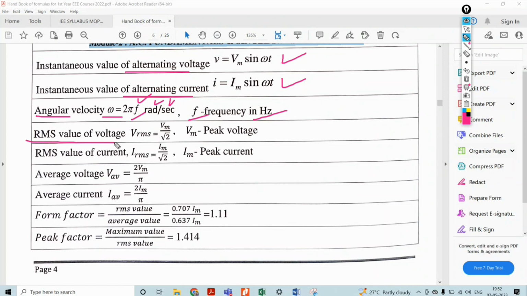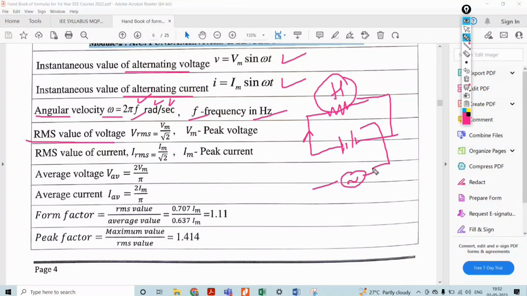Then what is the RMS value? If you consider a resistance connected to a DC power supply, and this DC power supply is replaced with AC, and the same amount of heat is transferred, then whatever current or voltage is present with respect to the replacement of the DC power with the AC, that value is called the RMS value. The same amount of heat has to be transferred with the replacement of the DC power supply with AC power. That is called the RMS value, corresponding to the voltage or the current.